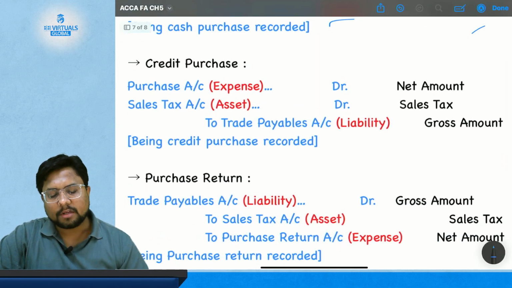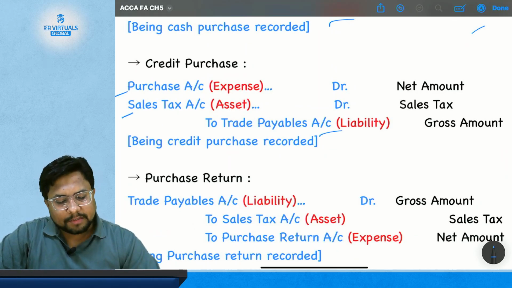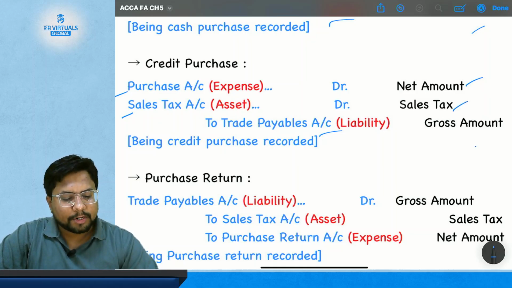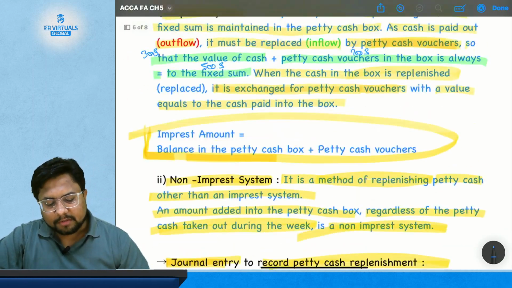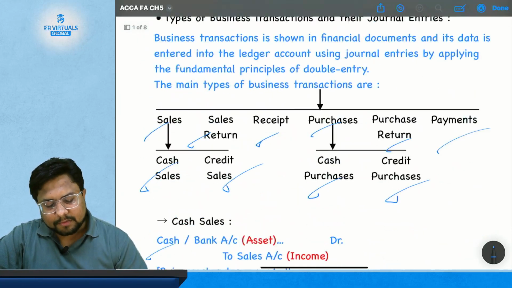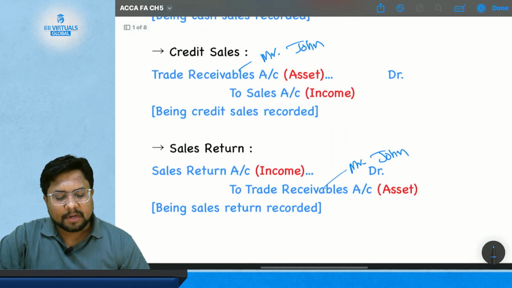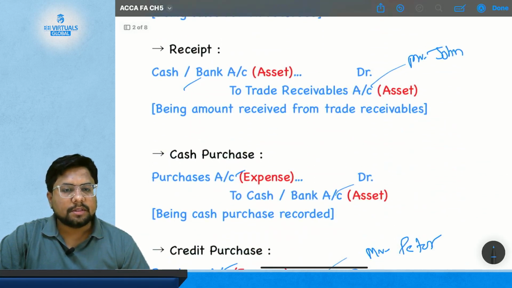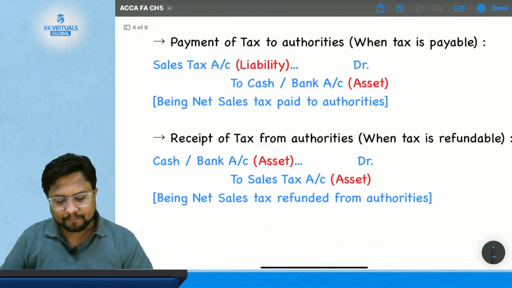Okay, then comes credit purchase, that is the same: purchase account debit, sale tax account debit to trade payable, and purchase will be of net amount, sale tax will be of sale tax amount, and trade payable will be of gross amount. Okay, so these are all the same entries which we have already studied in the first class of this chapter, where we have studied types of business transaction. Only one element has been added in all the entries, which is the sales tax.